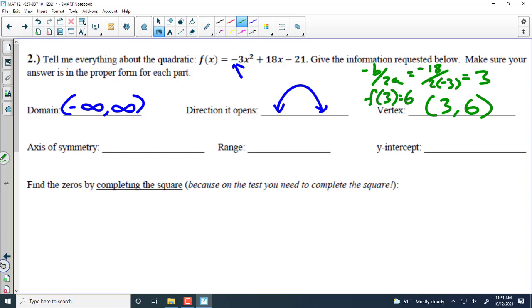It's important to remember that once you find the vertex, you do get the axis of symmetry for free. You just need to remember what it is. It's a vertical line. It's not an asymptote, but it is a vertical line. And it's written as x equals 3. Same as the x value of the vertex.